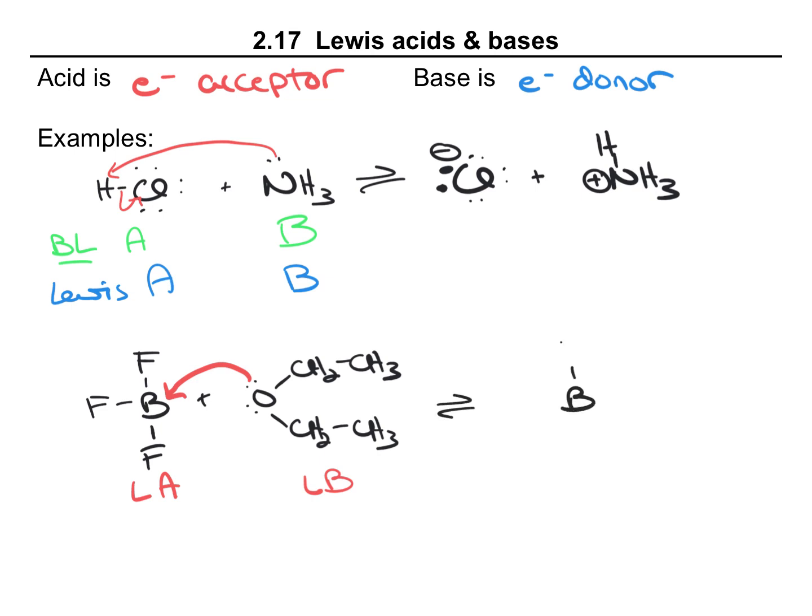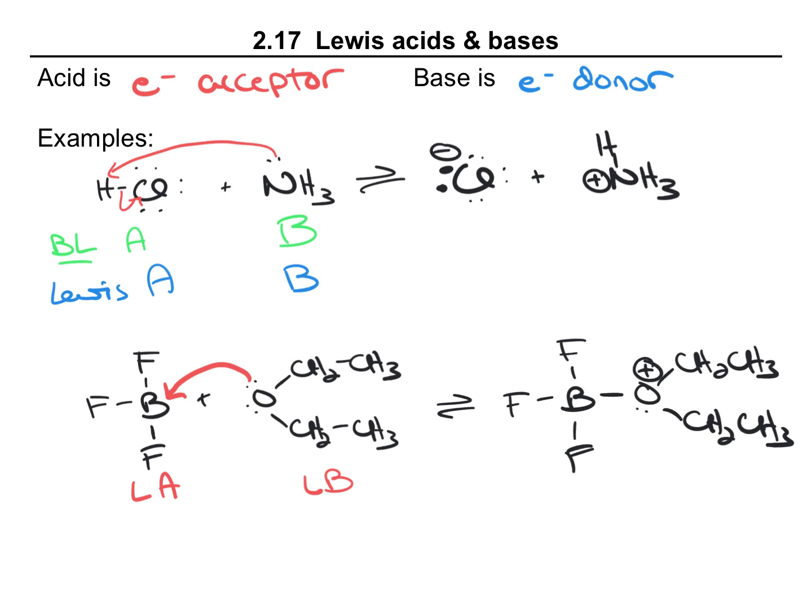This forms what's called a Lewis acid-base complex. We have a new covalent bond between the boron and the oxygen. Oxygen still has a lone pair, but it now has a formal charge of +1. Boron has a formal charge of -1.